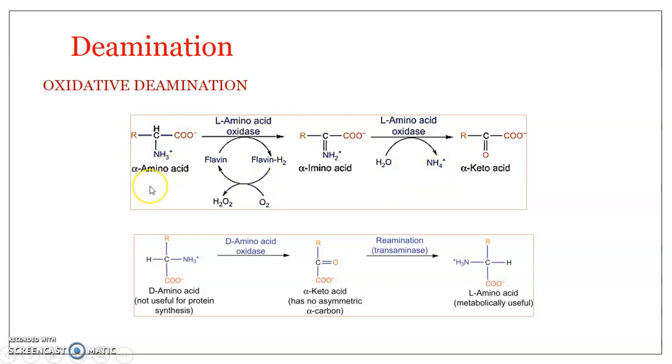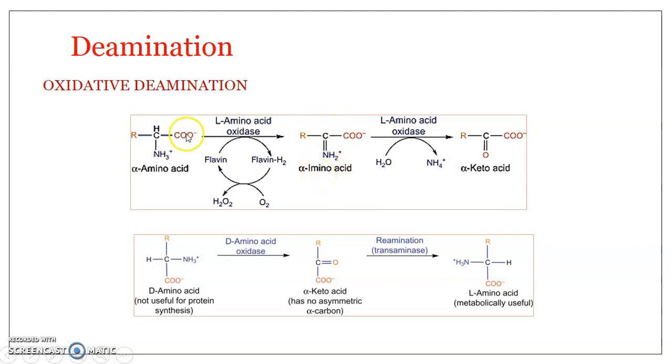Now, as already mentioned, it takes place in two steps. The first step is oxidation and the second step is hydrolysis. In the first step, the alpha amino acid undergoes dehydrogenation with the oxidizing agent flavin and the enzyme L-amino acid oxidase. The FMN or FAD becomes the oxidizing agent, which receives the hydrogen removed from the alpha amino acid. Here you can see the hydrogen being released, and as a result, the resultant product is an alpha imino acid, with a C double bond N.